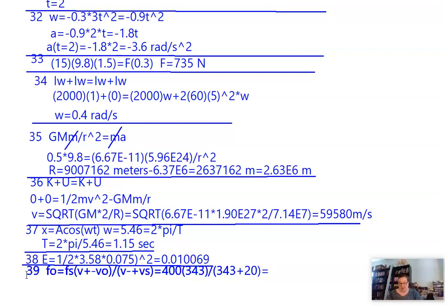So let's crunch that through our calculator. 400 times 343 divided by 343 plus 20 should give us 377.96 hertz. And that most closely resembles answer A.